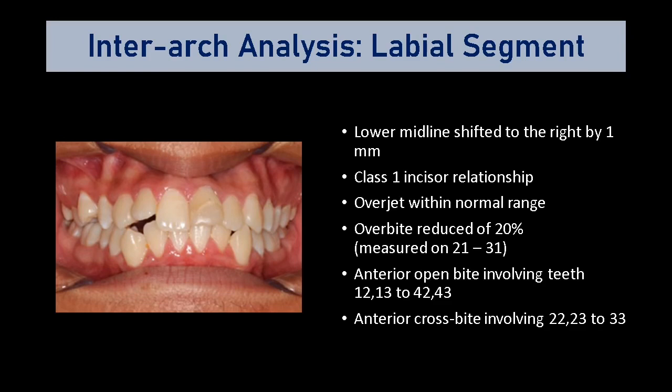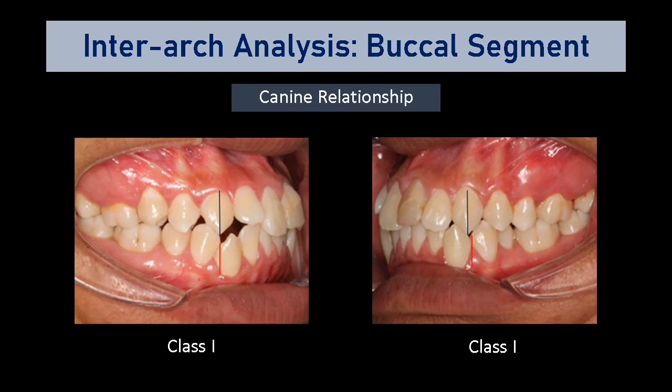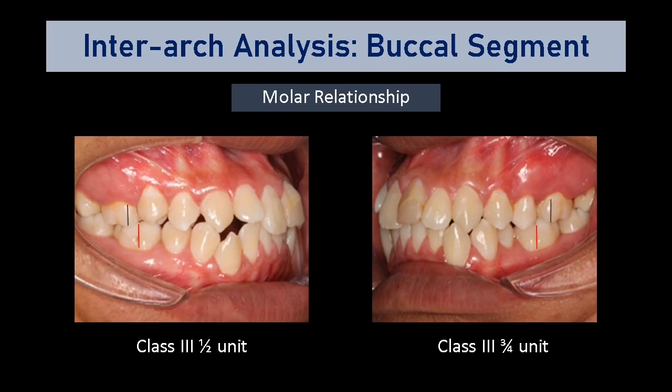There is anterior open bite involving teeth 1-2 and 1-3 to tooth 4-2 and 4-3. There is anterior crossbite involving tooth 2-2 and 2-3 to lower 3-3. On the buccal segment, the canine relationship is class 1 bilaterally. For the molar relationship, it is class 3 half unit on the right and class 3 3/4 unit on the left.